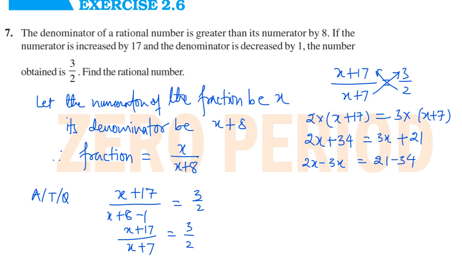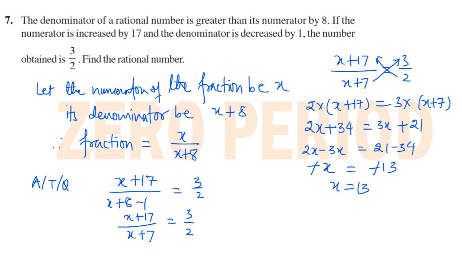34 goes to the right hand side from the left hand side. Its sign becomes negative. Earlier it was positive. When it goes to the right side, it becomes negative. Then 2x minus 3x is minus x, and 21 minus 34 is minus 13. Now you can cancel these signs, and x is equal to 13.